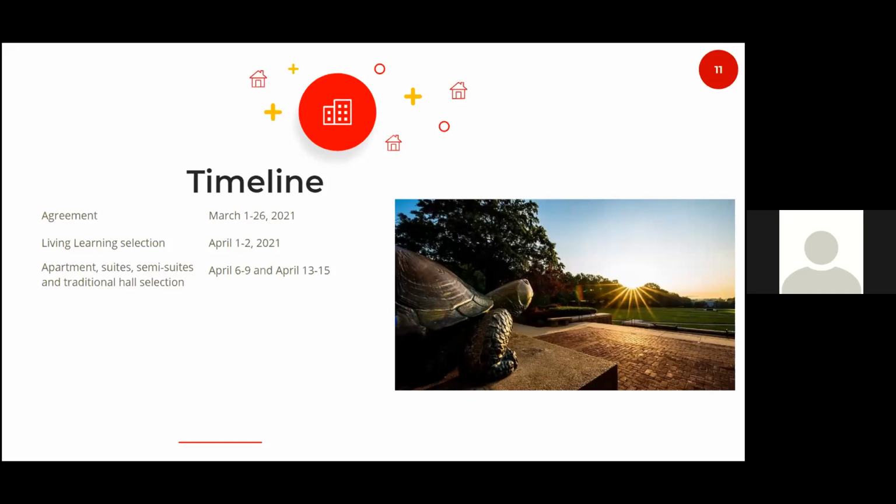All other students will participate in the second round of shopping, which is apartments, suites, semi-suites, and traditional hall selection. Again, on March 31st, all students will receive an email notifying them of their eligibility to participate in room selection. If you're eligible to participate in room selection, you will also receive a shopping appointment on April 5th.